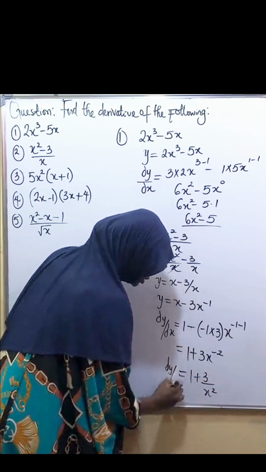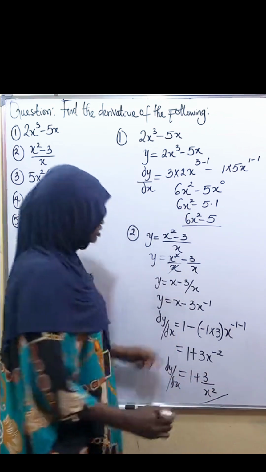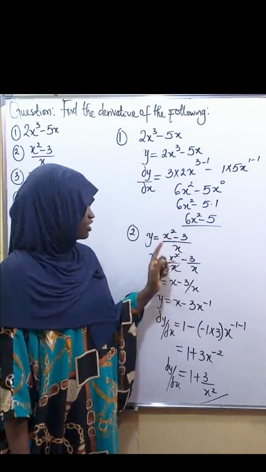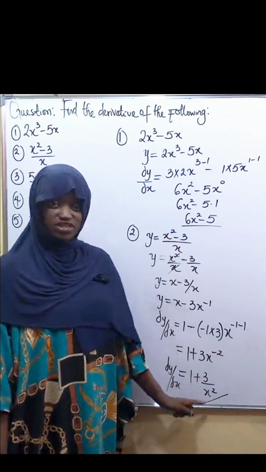Okay, so this is the dy/dx. So this is our final answer. So when we differentiate x squared minus 3, all divided by x, it gives us 1 plus 3 over x squared.